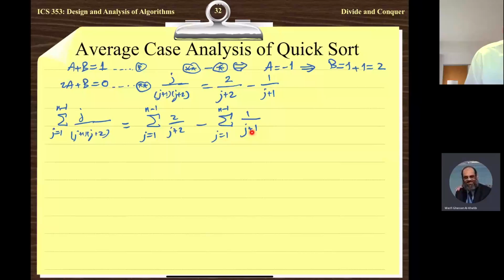Why did I do that? Well, now you will see why. So let us first look at this summation. Let's write down the terms here. Okay, the first few terms.